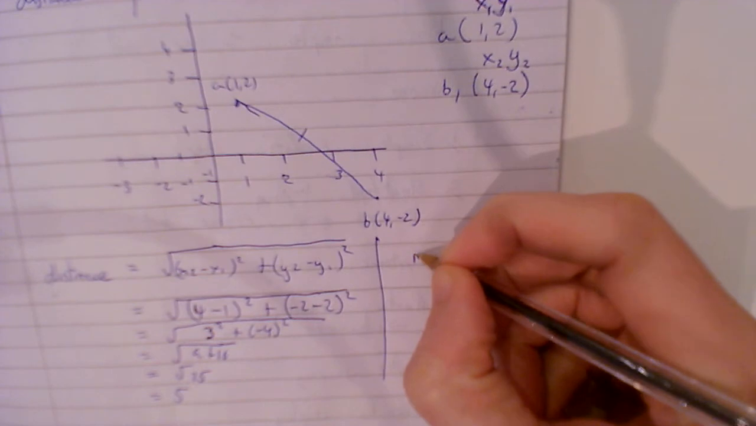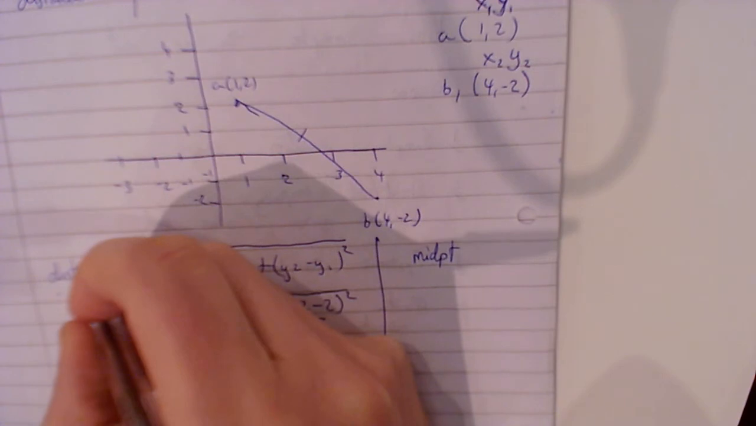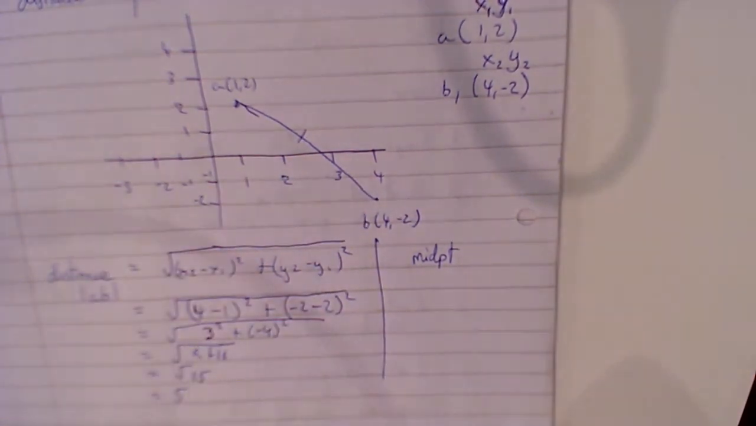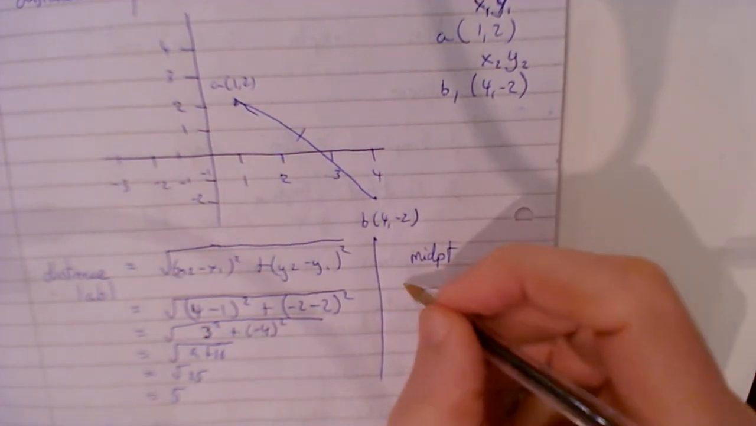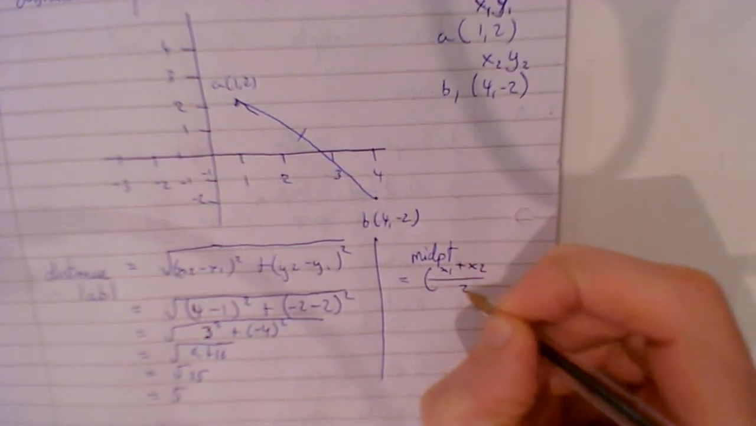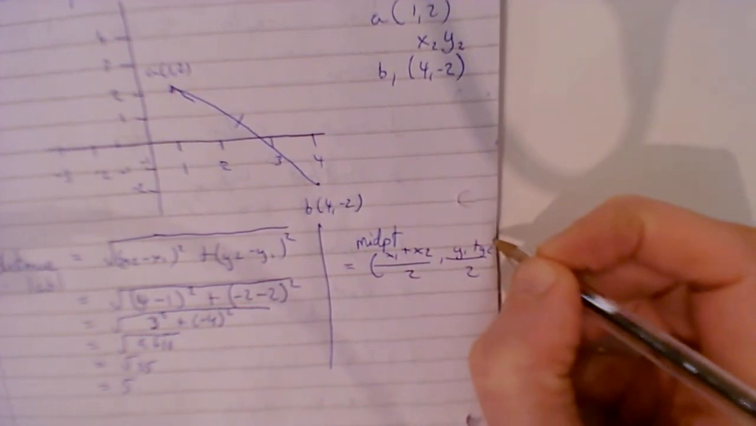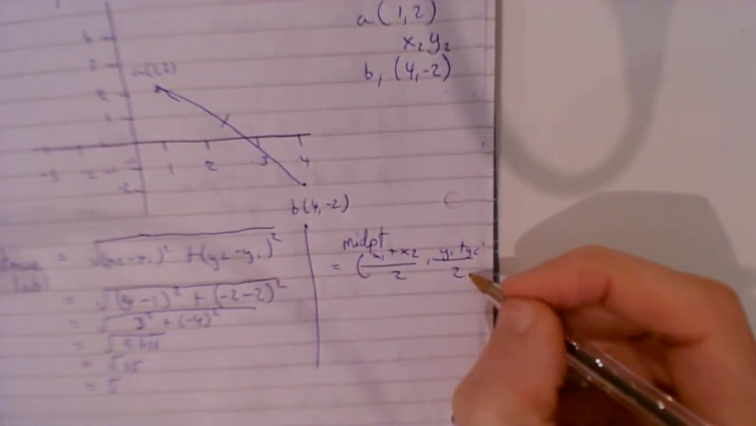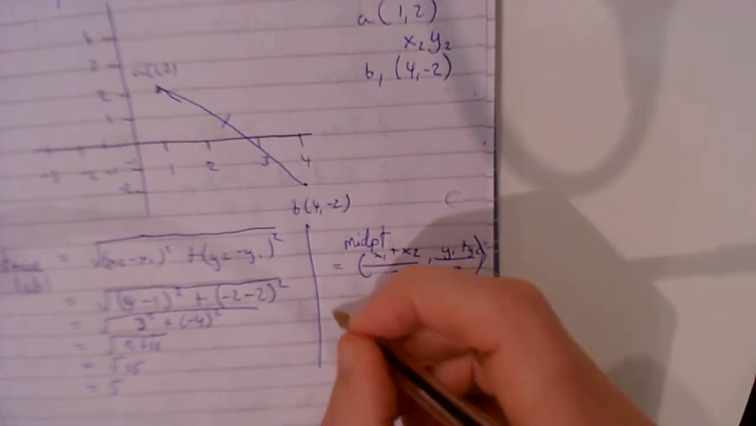Midpoint. So, when it comes to distance, we have 2 points, A and B, and that's what the distance formula is for. The midpoint is as follows. The formula for that is x1 plus x2 over 2, and y1 plus y2 over 2. And bracket it, because the midpoint is going to be a point, so it's going to end up in brackets.